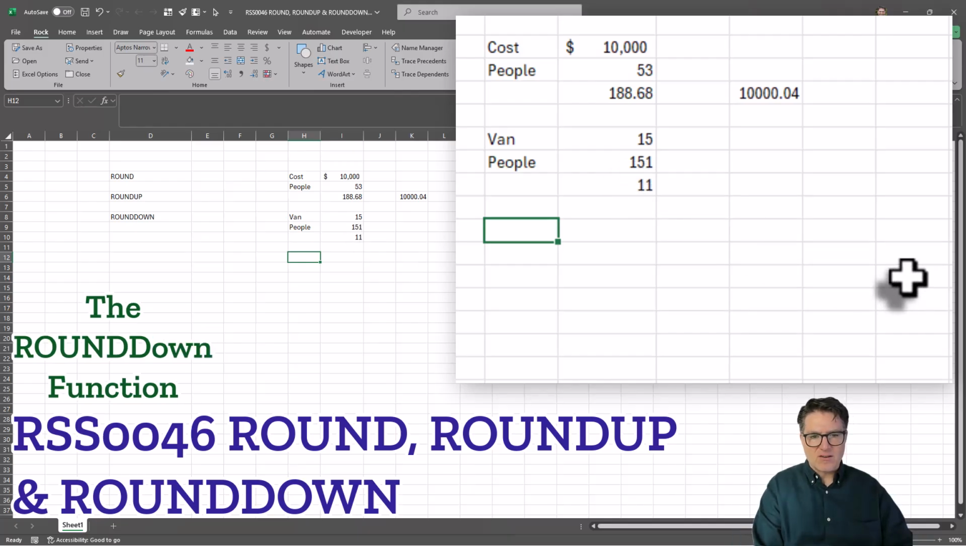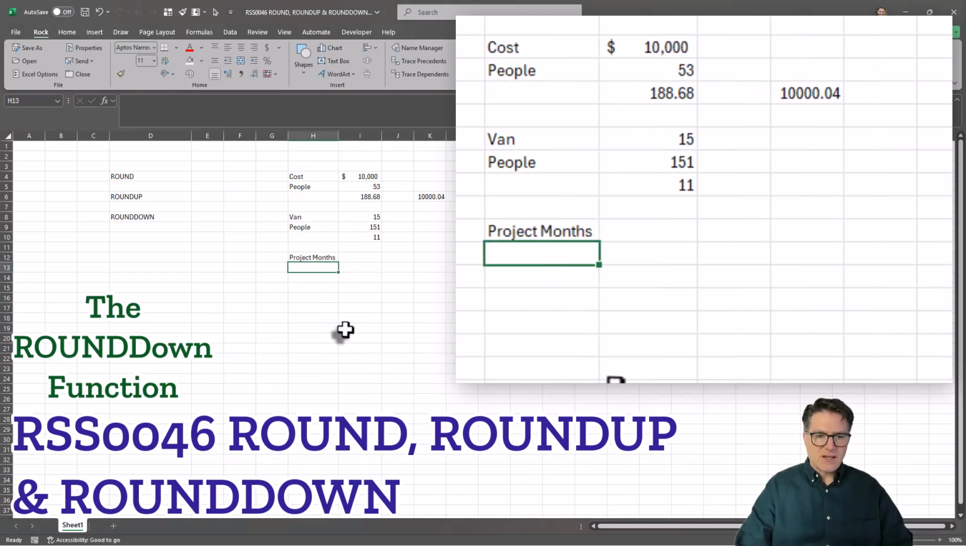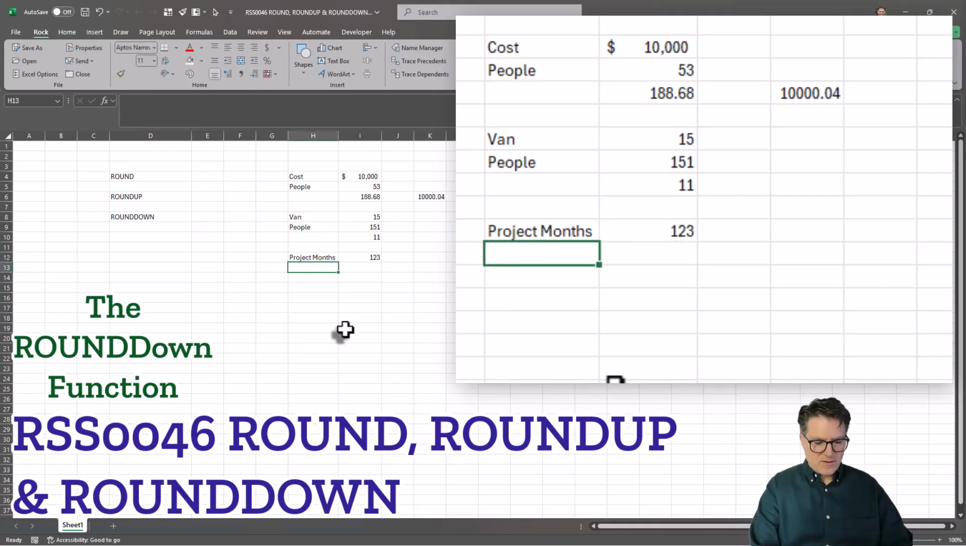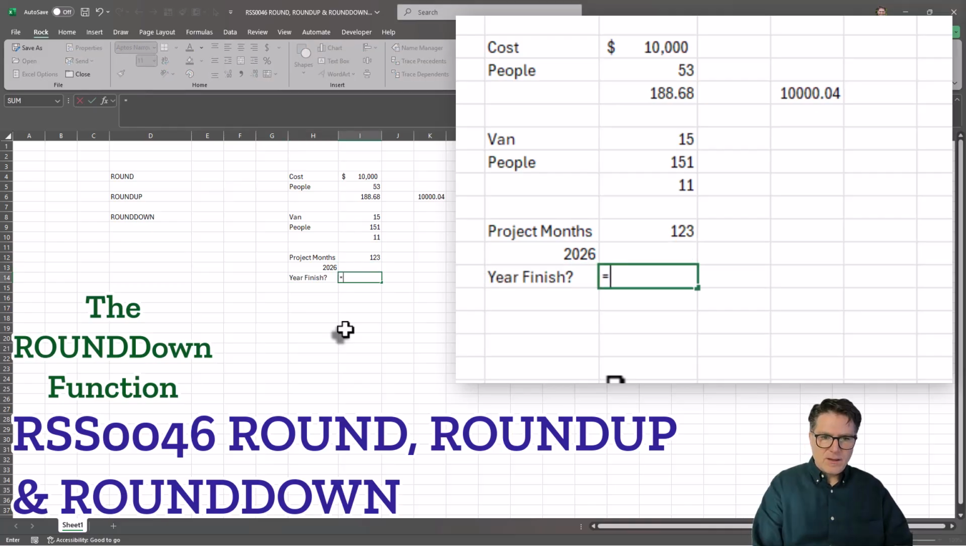Let's do round down. We did an earlier example with looking at birthdays. That's an easy reason why you might round down. Another is to say, in what year are you going to finish? Let's say you've got a project that has a certain number of months, and let's say this is a 123 month project. Well, if you're starting in 2026, the question is, what year will you finish? In this case, you'd say equals 2026 plus 123 divided by 12.